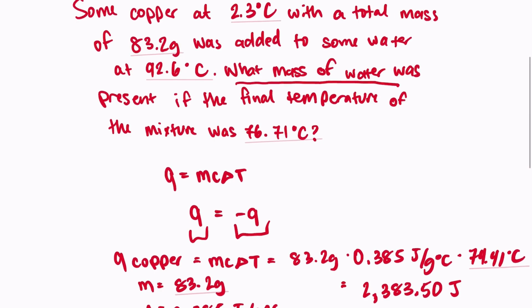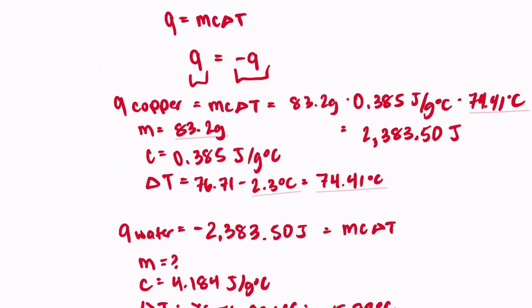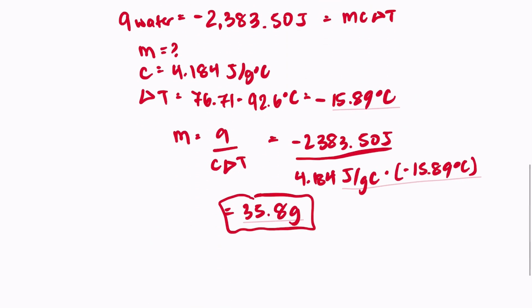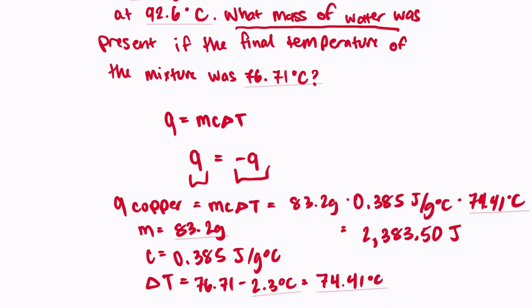You solve for one Q first, the Q that you have all of the data for, and then that equals the negative Q of the other value, and you use that to solve for your missing variable. One reminder as well, if copper had been a negative value here, then water would be a positive value. So the two will always be opposite of each other. If one is absorbing, the other has to be releasing the heat.